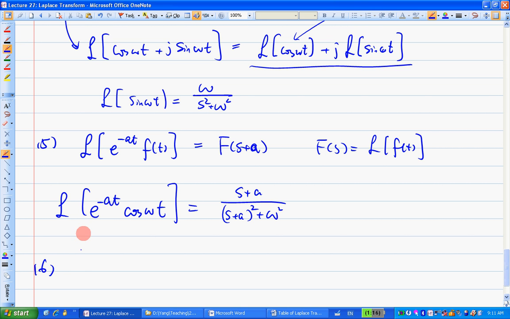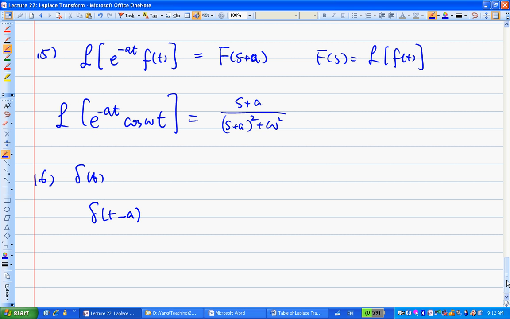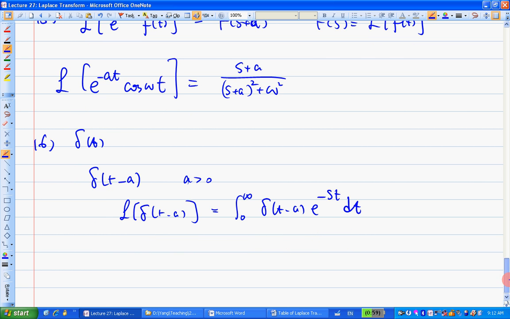One more here, the impulse function, delta t. This one you need to memorize. For delta t, let's start not with delta t, but with delta t minus a. Suppose a is greater than 0. Then the Laplace of delta t minus a, according to the definition, is the integral from 0 to infinity of delta t minus a times e to the power negative st dt. That is the definition.